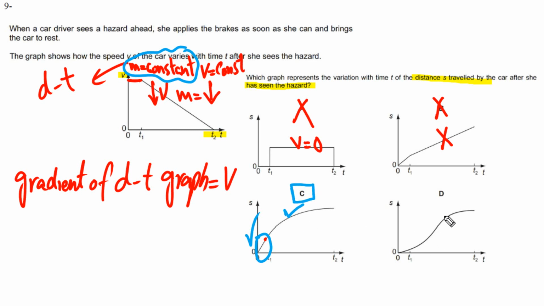So let's also look at option D now. As you can see, the gradient is constant and then increasing. So this is not a possible answer. So our best possible answer for this question is C.